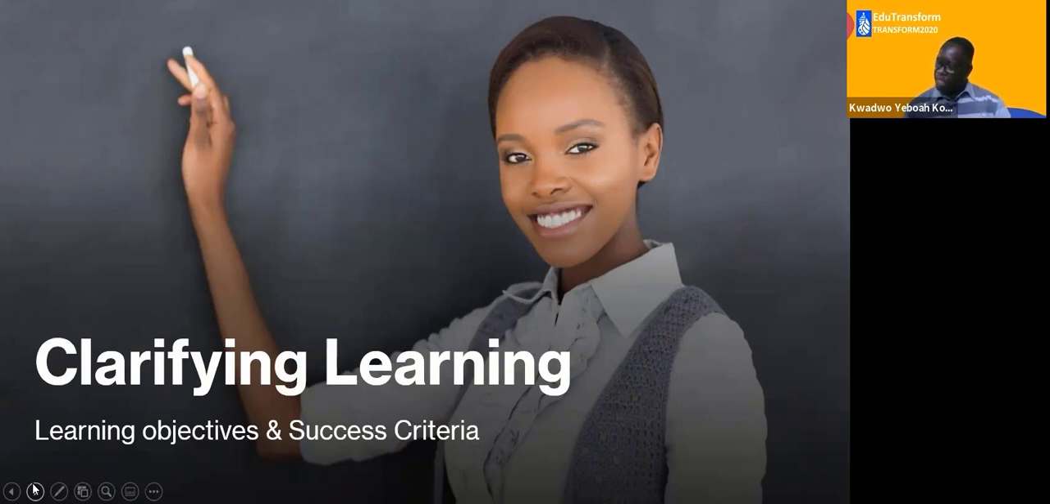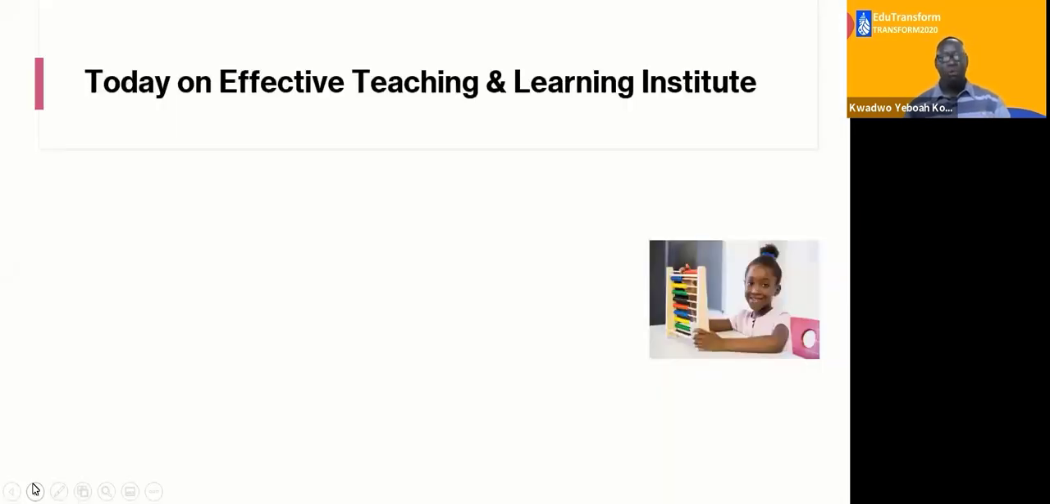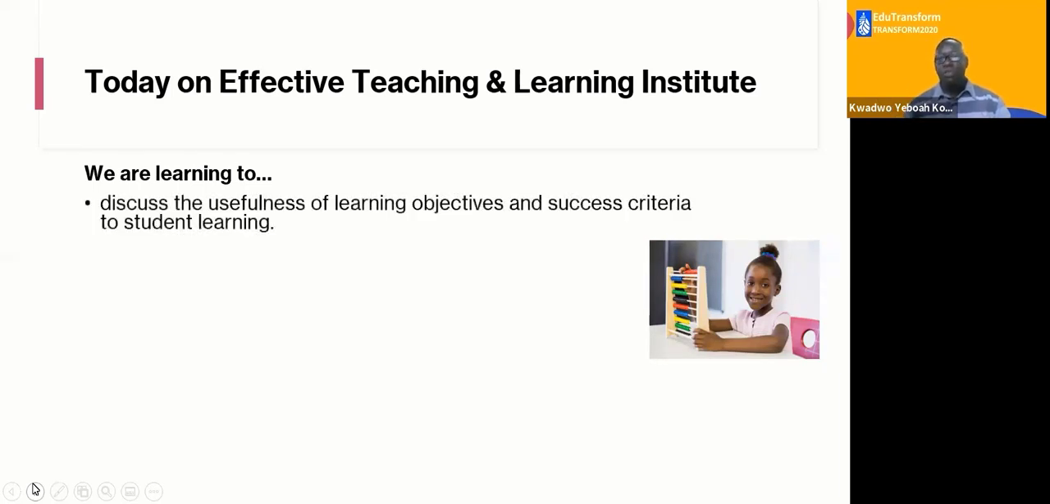I have with me Kwesi on the other side. But before I introduce Kwesi, the objective that we seek to achieve today is that we want to find out the usefulness of learning objectives and success criteria to student learning. We want to discuss the usefulness of learning objectives and success criteria to student learning. Now, how do we know whether this set objective that we are discussing, we have been able to achieve it? What will it look like if we are successful at doing this?